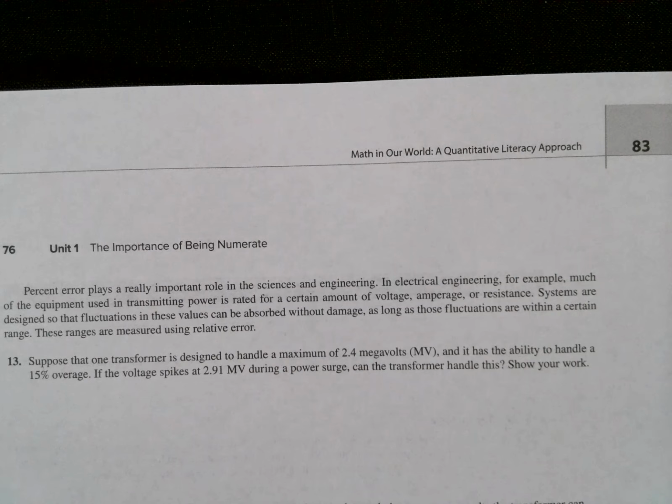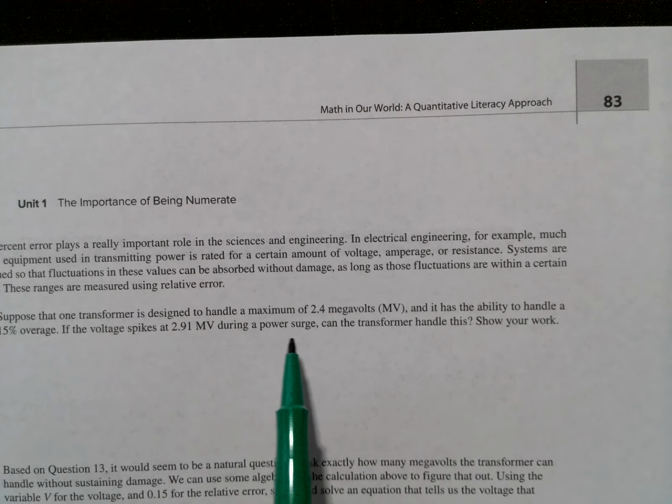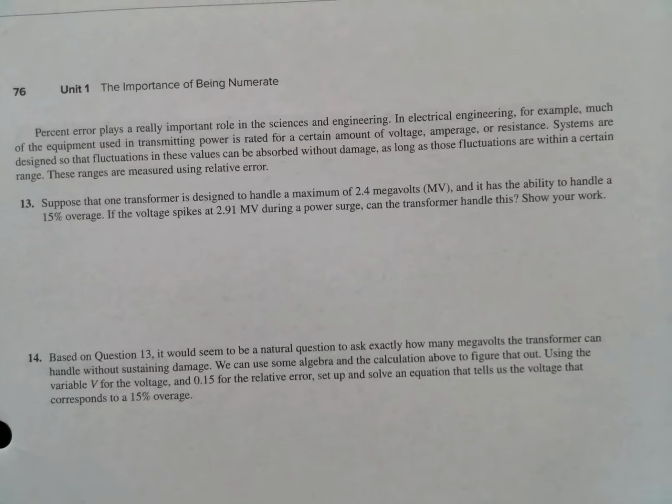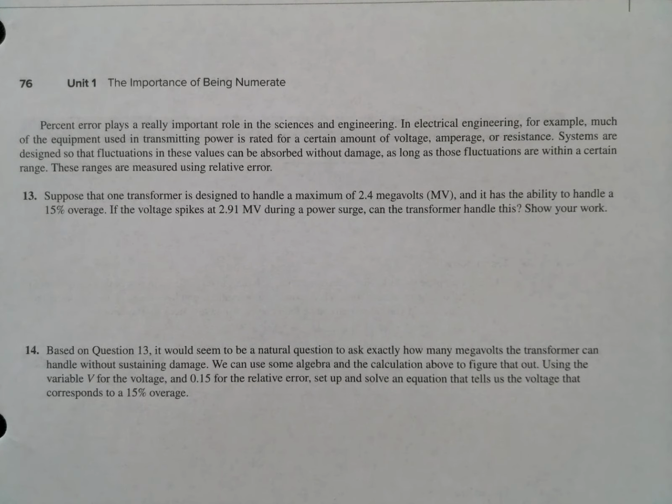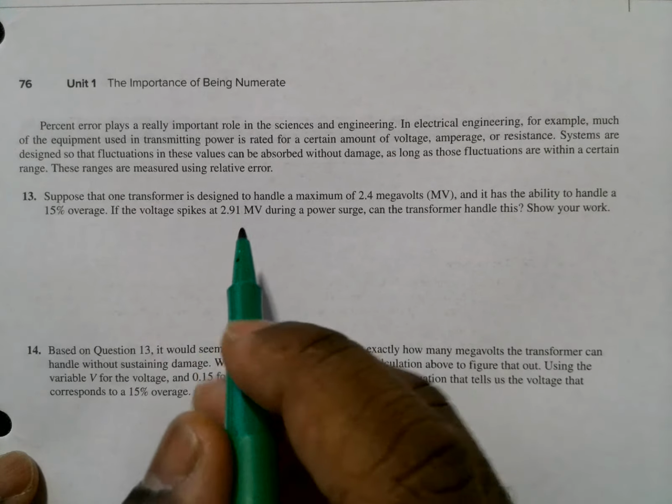Okay, now we're moving on to problem 13. It says, suppose that one transformer is designed to handle a maximum of 2.4 megavolts, and it has the ability to handle a 15% overage. If the voltage spikes at 2.91 megavolts during a power surge, can the transformer handle this? Show your work. Okay, so what we would do is this here.